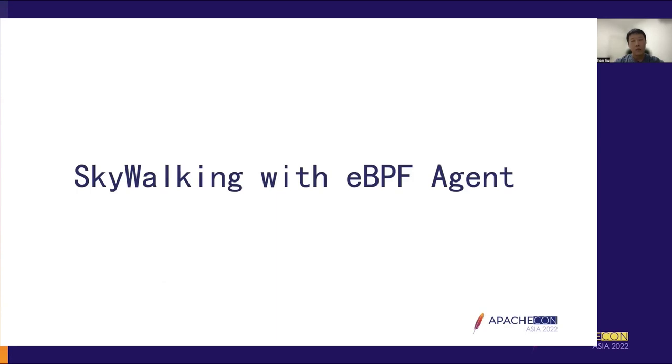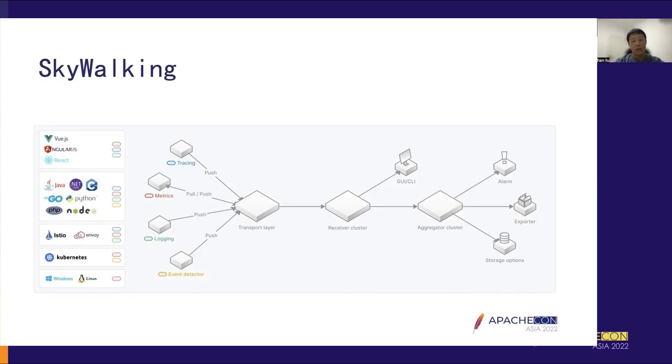Okay, let's talk about SkyWalking with the native eBPF agent. SkyWalking is an APM system. This is the architecture of SkyWalking. You can see SkyWalking can receive four types of observed data, including tracing, metrics, logs, and events.